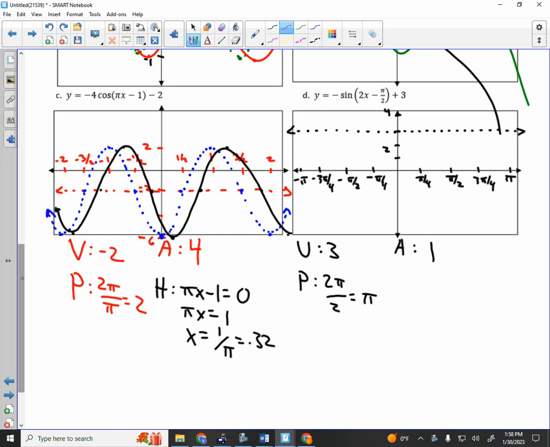Before I do the horizontal shift, I'm going to sketch a ghost graph. Where do I start? Right in this middle. Will I be going up or down? Down because it's a negative sign.